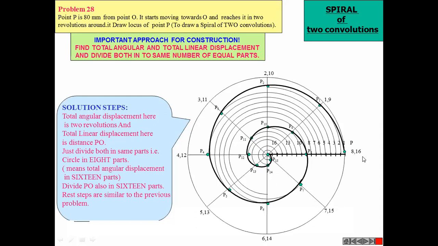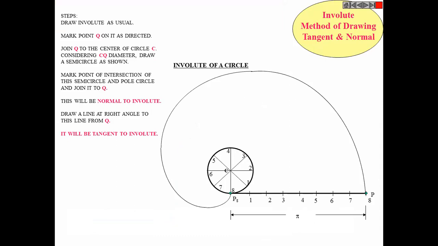Understood? Okay. So now what we will do, we'll proceed to tangent and normal method. Now you all have this involute of a circle with you. Fine. Now you want to draw tangent and normal to this. How you will draw? First of all, any point Q is given like this. Okay, you have in your sketchbook, so you can open that and you can simultaneously practice also.